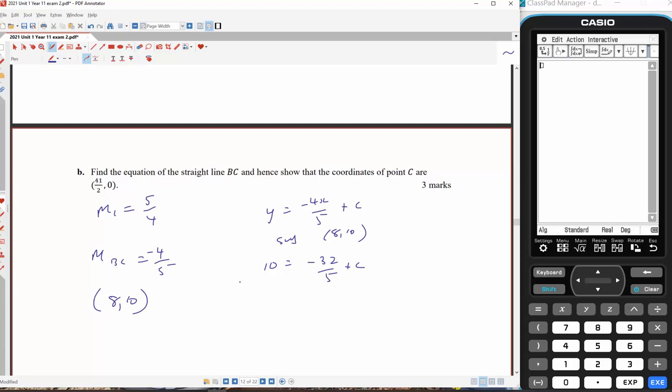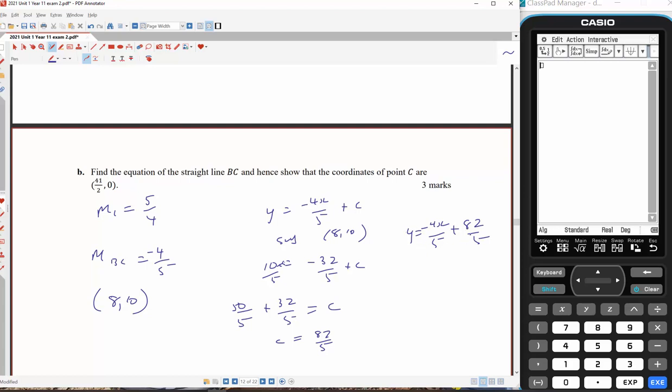Let's add that to that. So we've got 50 on 5, I was right the first time, plus 32 on 5 equals c. c is equal to 82 on 5. So my equation is y equals negative 4x on 5 plus 82 on 5.